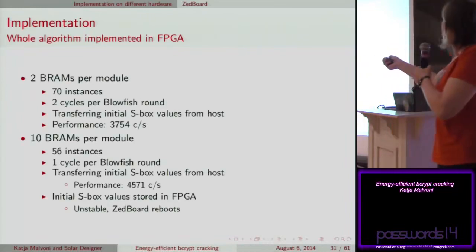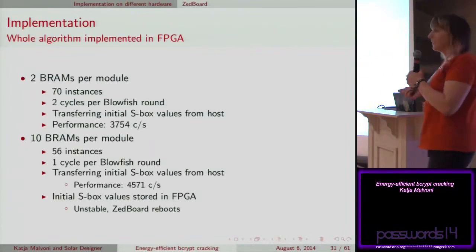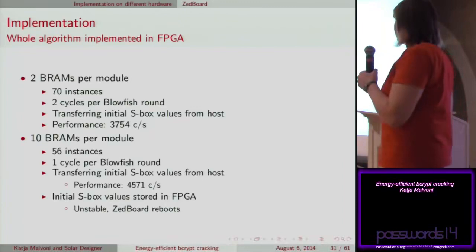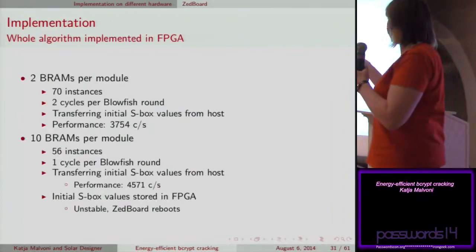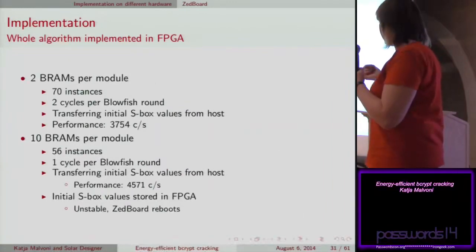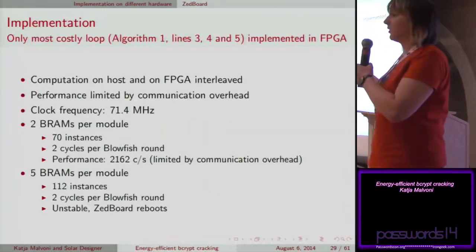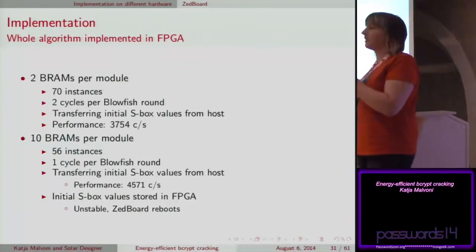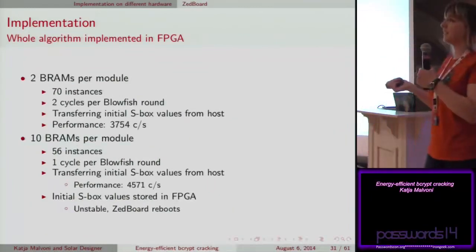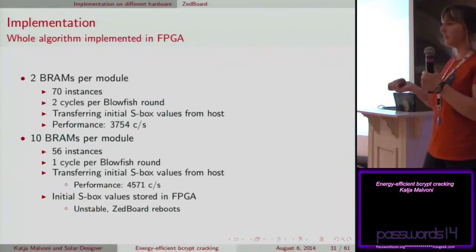As you can see, it's 3,700 cracks per second, but it's still limited by communication overhead, but this time much less. With this approach, it's possible to fit 56 instances. So here we had 112 and 2 cycles per Blowfish round. Here we have 56 and 1 cycle. So at the end, these are the same, because we have half as many instances, but twice as fast.